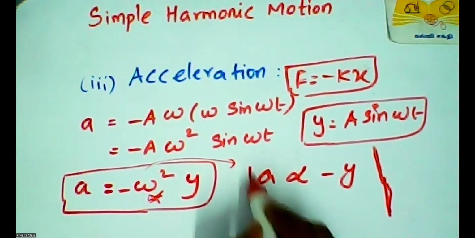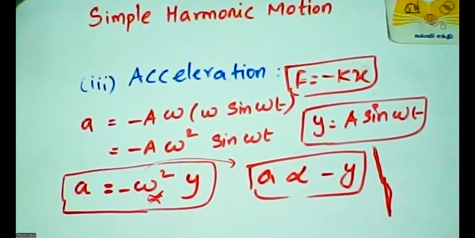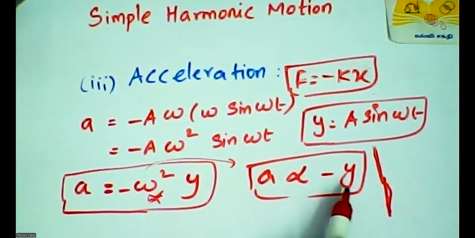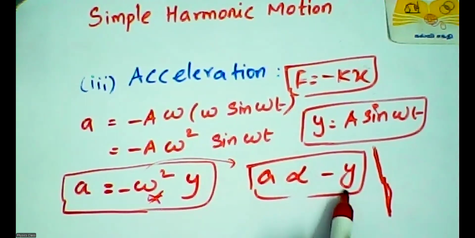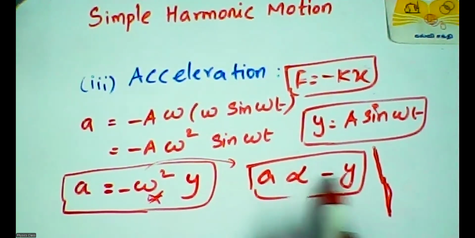So once the equation a directly proportional to minus y has arrived, we can say that the motion of that projection n on any diameter is simple harmonic motion, because y is the displacement of that projection from the origin. Here y means the distance between the origin and n. So a is directed to minus y defines that the motion of the projection n on any diameter is simple harmonic motion. Is it clear?